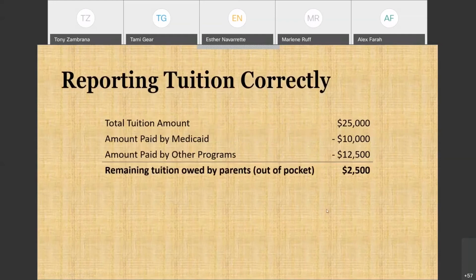Okay, just a quick example of reporting tuition correctly.